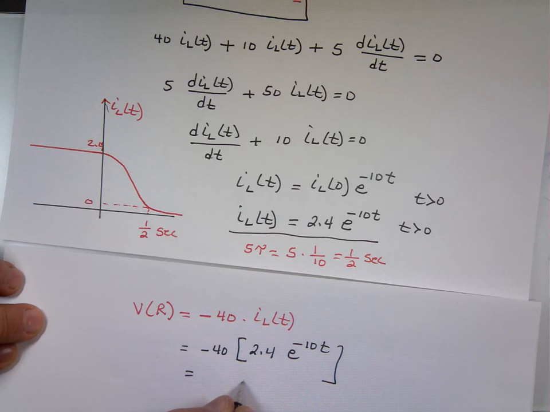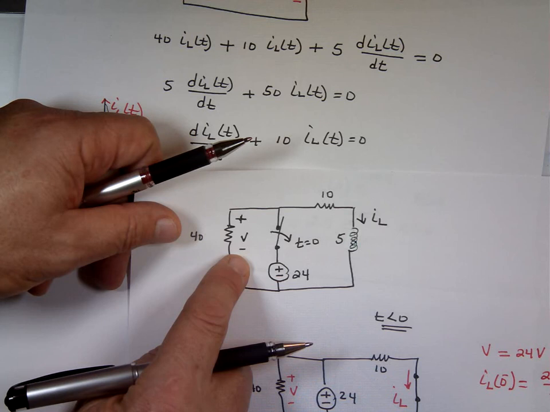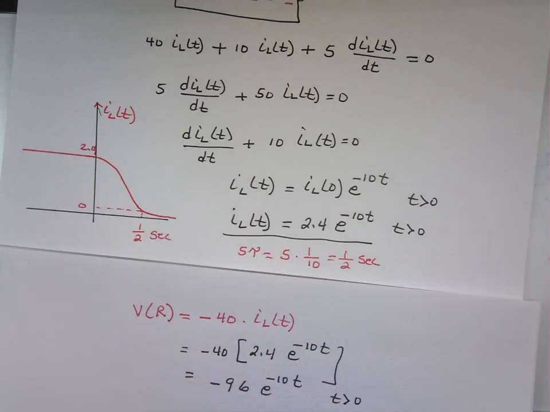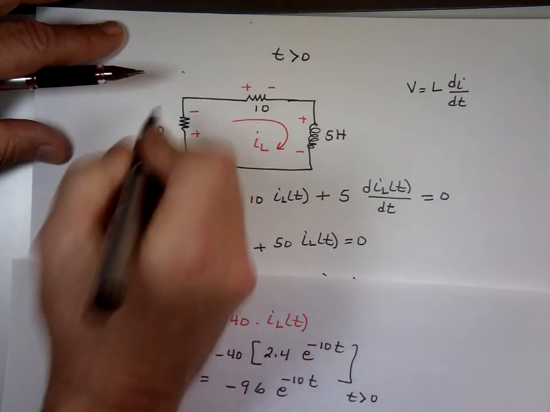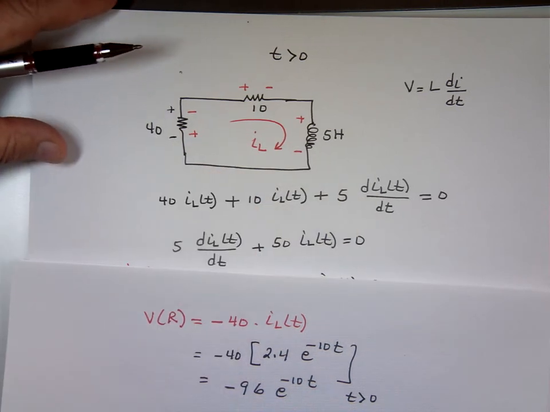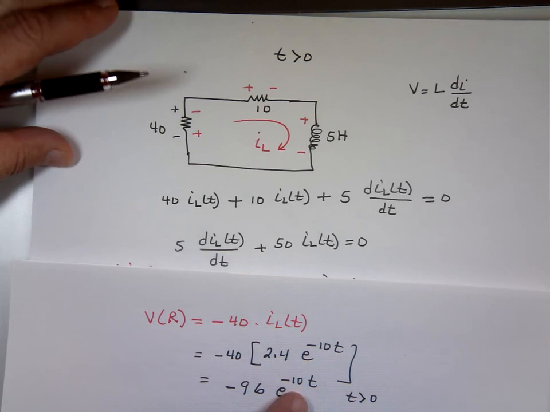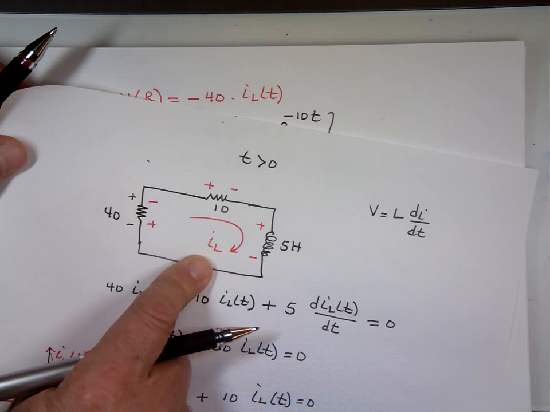Where is the negative 40 coming from? Because the voltage was labeled with V plus on the top, minus on the bottom, right? And notice the way the current is going in this circuit, the current is traveling this way, which marks it plus to minus, and they want the plus to be here and the minus down. So you can see these are backward. That's where the minus comes in. So it's negative 96 e to the power of negative 10t. You can do the same thing for the other resistance. If you want to find that voltage, it'll be 10 times I sub L, if they want it this way, plus and minus.